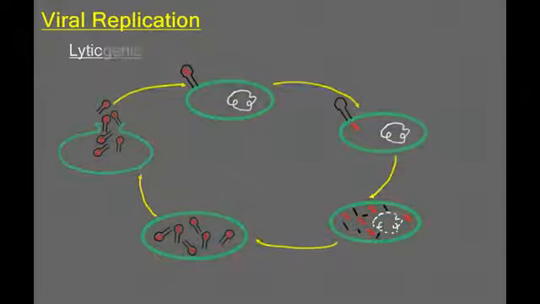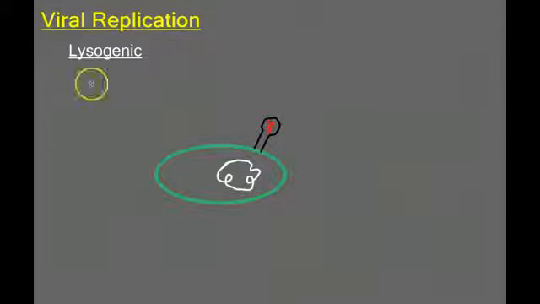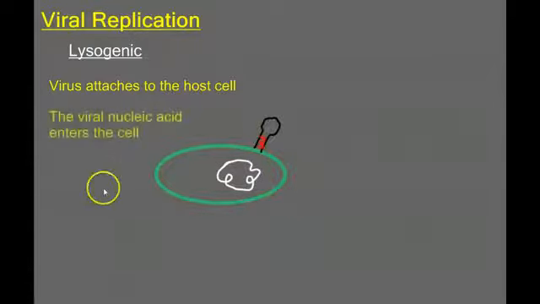Now let's take a look at the lysogenic cycle. It starts off the same way. A virus infects a host cell. It's going to either put the whole virus in or possibly just the genetic material. In this case, we're just going to look at the genetic material going in. So there we've inserted the genetic material. And here's where things get different. This is the interesting thing.